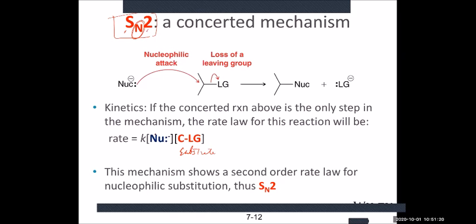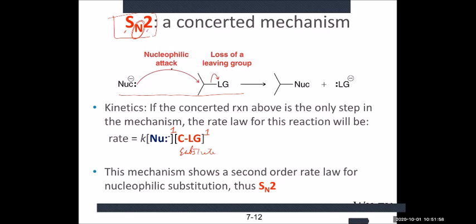Both nucleophile and substrate concentration affect the reaction rate. So basically this is first order for the nucleophile, first order for the substrate. Together it is 1 + 1 = 2, a second order reaction. So the SN2 is a reaction that depends on both reactant concentrations, because in the slow elementary step, it has both in the same step.